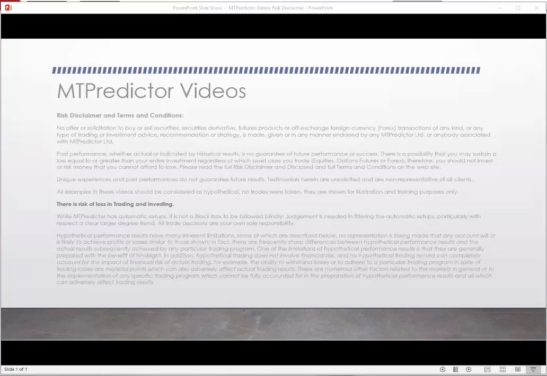In today's MTPredictor video, I'd like to look at a couple of topics. Firstly, how to use the higher time frame DPs with MTPredictor to gauge the large degree trend, and also a look at some losing trades as well, just to remind everyone that it's important to accept losses, but the best thing to do is to keep them small.